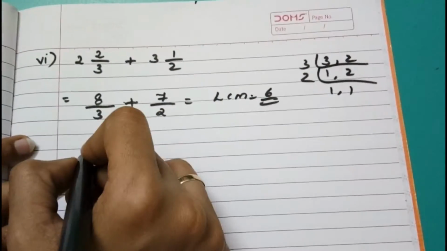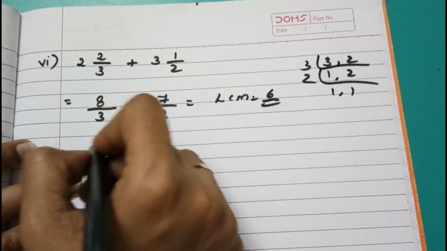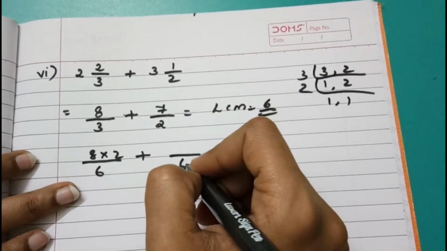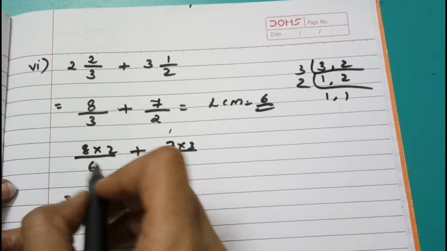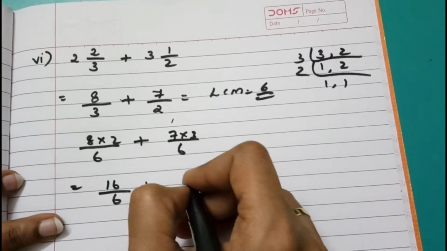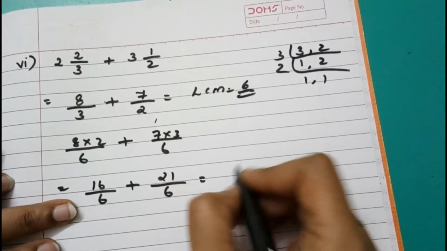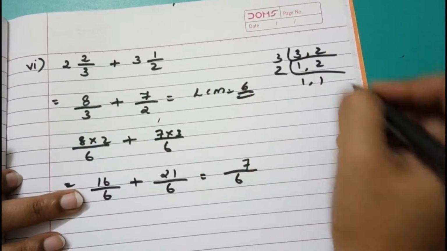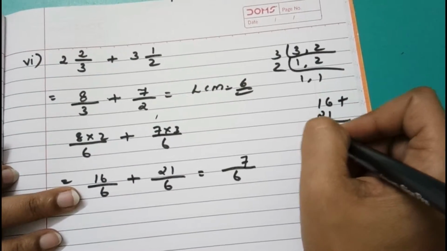Okay. Now calculating, 3 will go in 6 how many times? 2 times. So 8 into 2 plus, 2 will go in 6 3 times, so 7 into 3. Okay. Calculating this again, 8 2s are 16 by 6 plus 7 3s are 21 by 6. Now since the denominator is common, we can now add this. We'll do here 16 plus 21. 6 plus 1 is 7 and 2 plus 1 is 3.